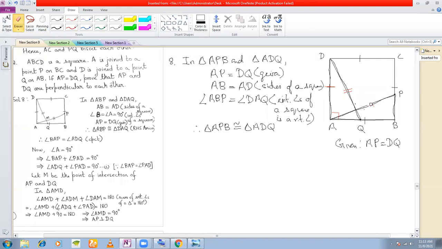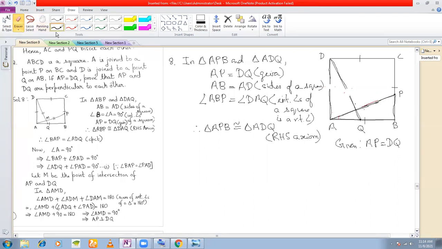Sir, SAS. No. Look at this triangle and tell me. RHS: right angle, hypotenuse, and side. So it is the RHS axiom. Now you understand why I'm saying RHS? Okay. Now the easier work is complete. The hard work starts now.